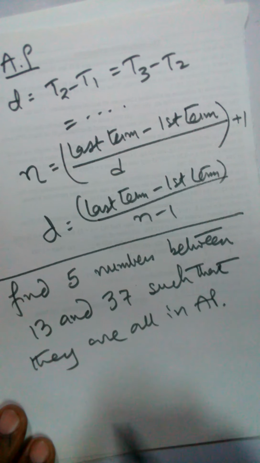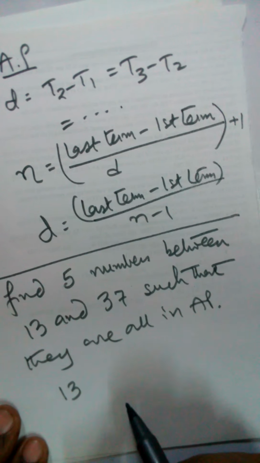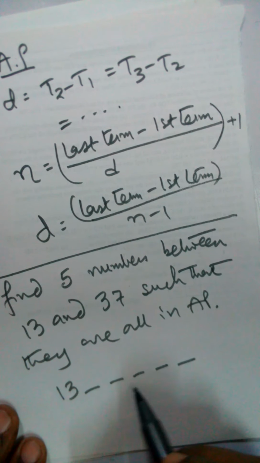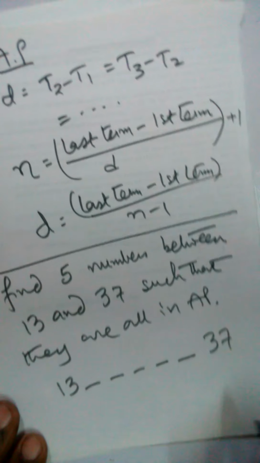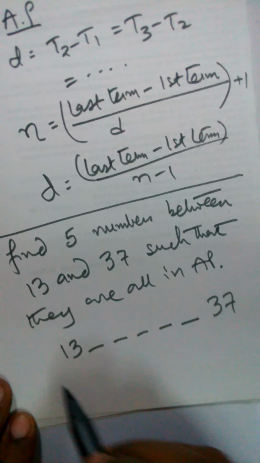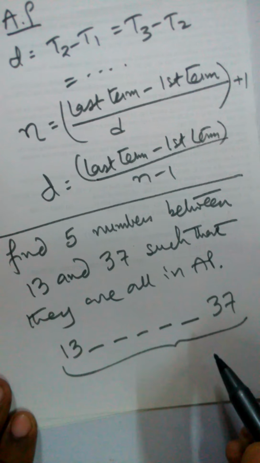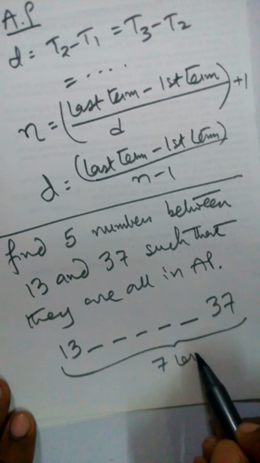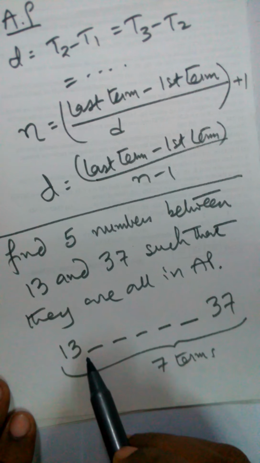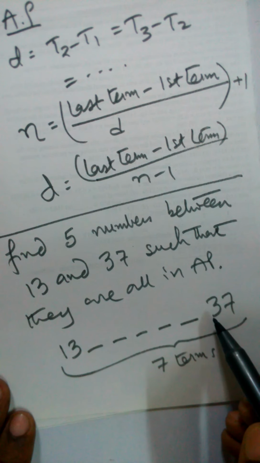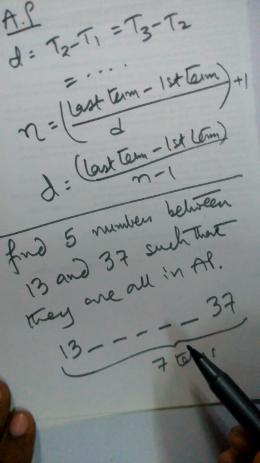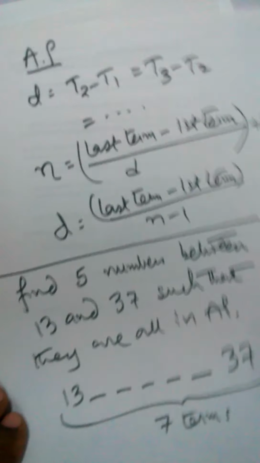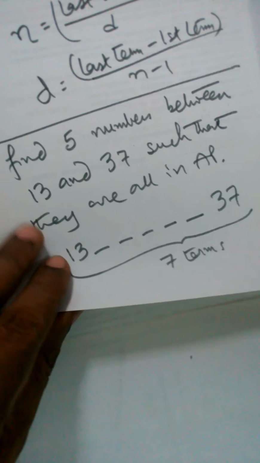So if I take 13 and we have 5 numbers, then 37, total we have from 13 to 37, 7 numbers. Why? Because between them there are 5 numbers which we want to find out.